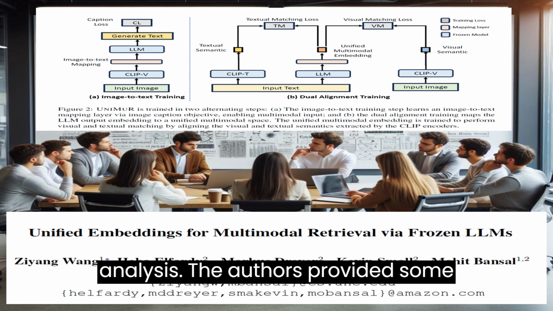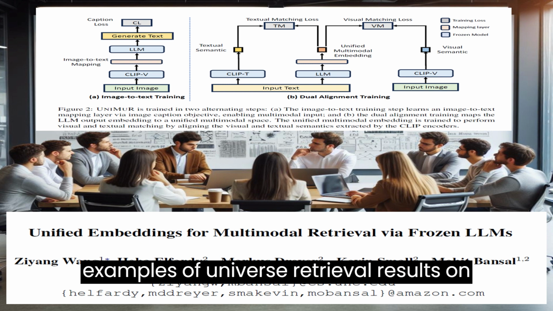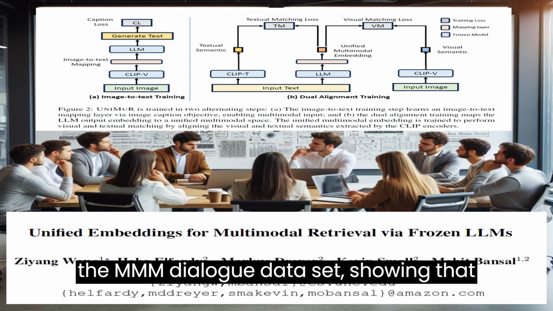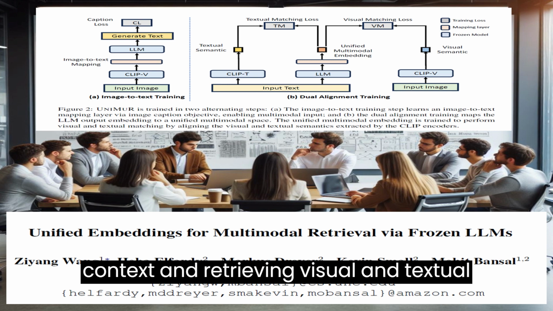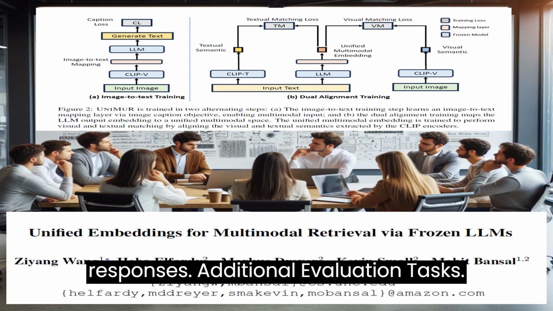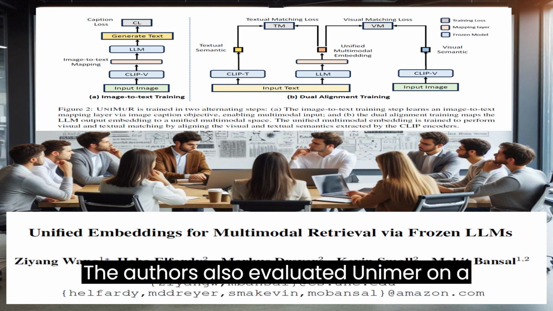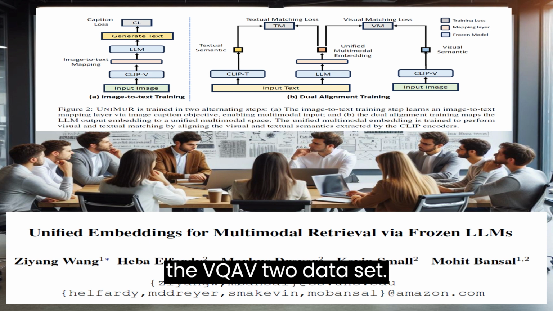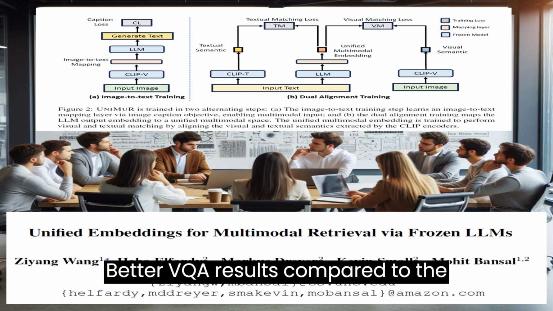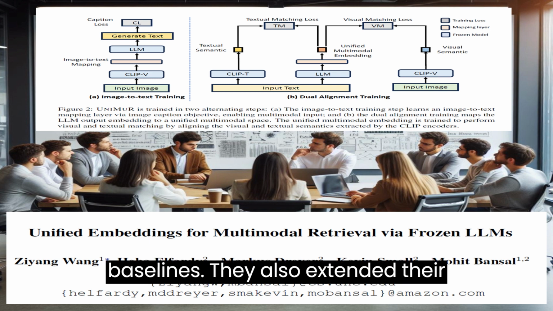Qualitative analysis. The authors provided some examples of UNIMR's retrieval results on the Dialog dataset, showing that UNIMR is capable of embedding multimodal context and retrieving visual and textual responses. Additional evaluation tasks. The authors also evaluated UNIMR on a visual question answering (VQA) task on the VQAv2 dataset. UNIMR achieved better VQA results compared to the baselines.